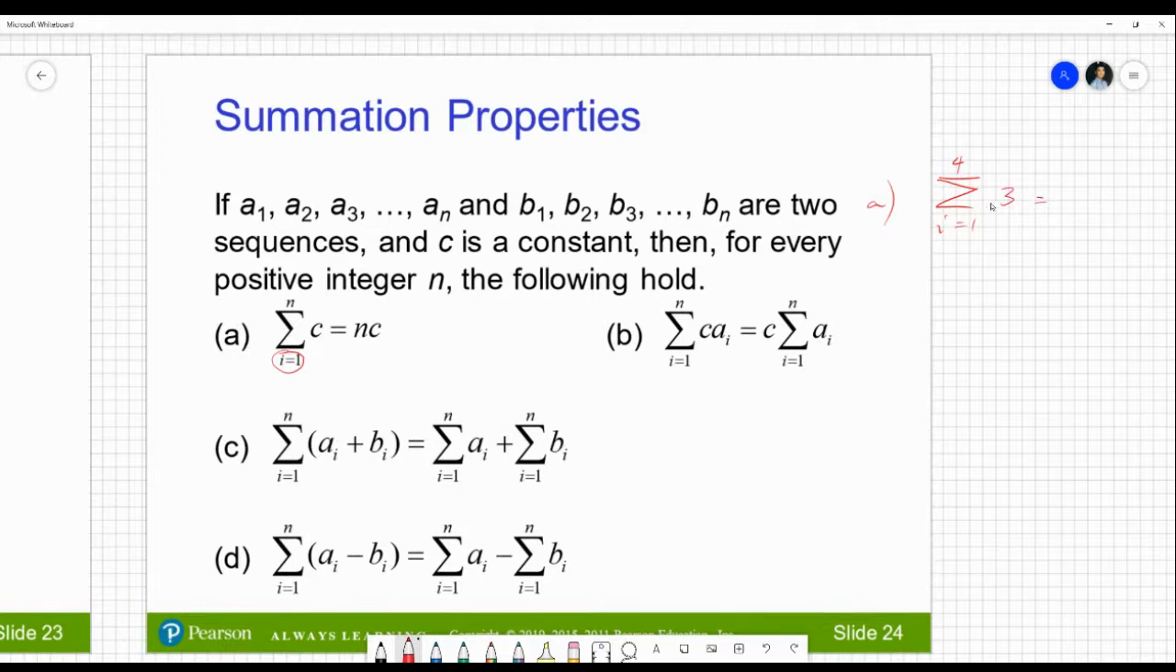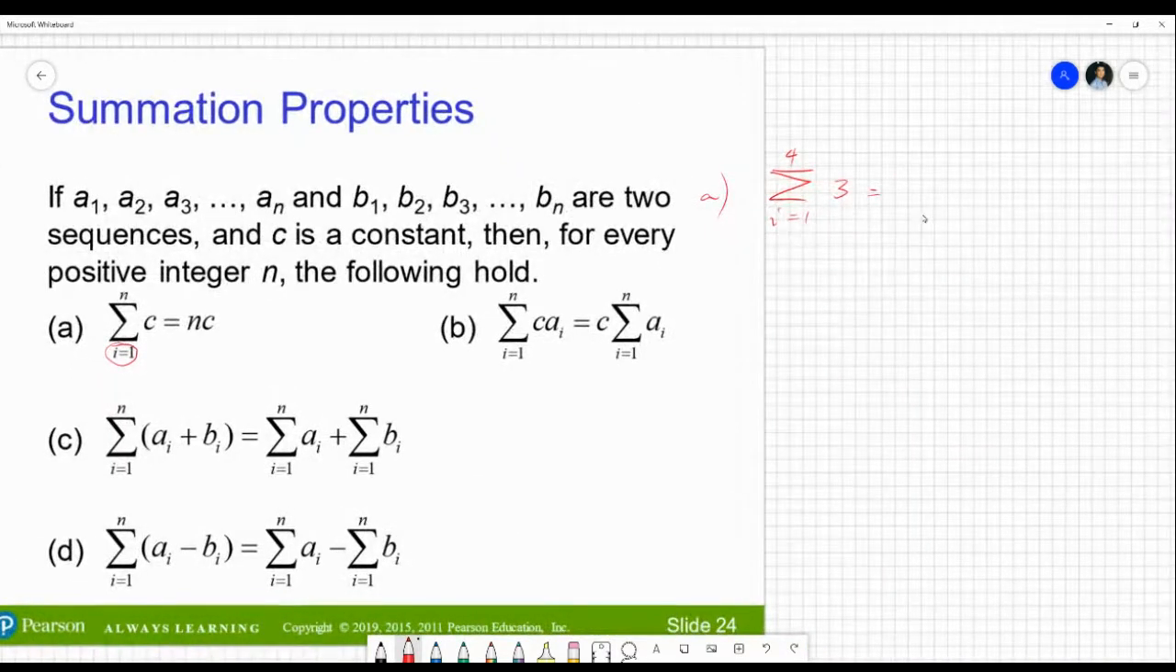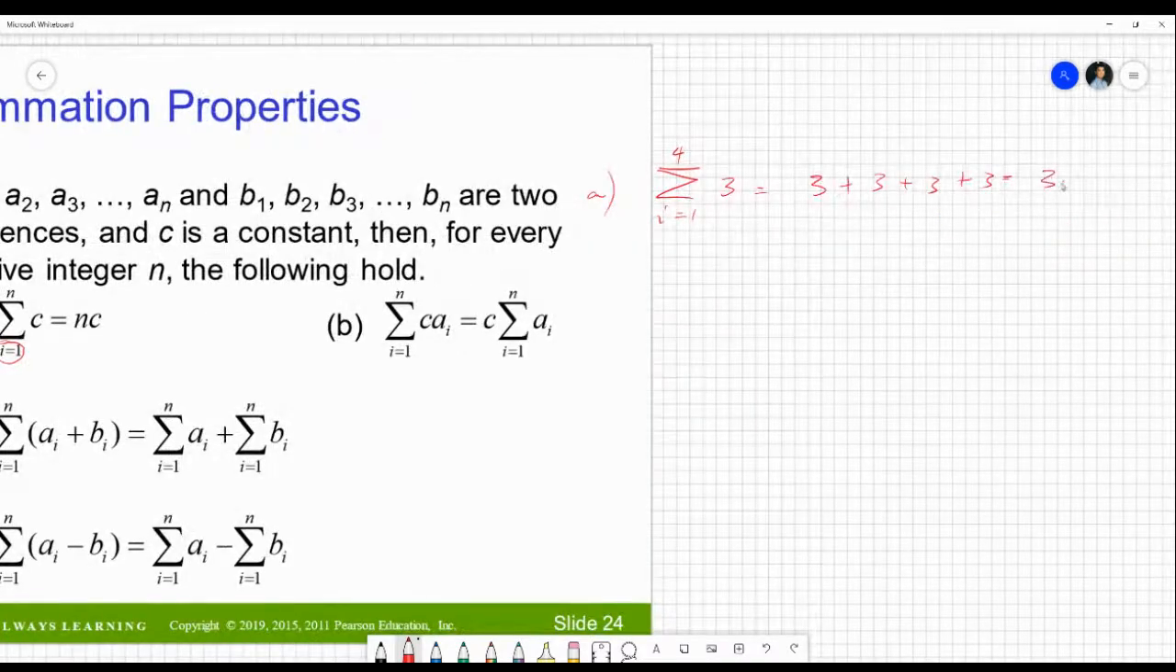And if I have a constant 3 here, now notice that I do not have an index for me to plug in, right? So each time I'm adding the same number, 3 plus 3 plus 3 plus 3, 4 times, right? So another way I can do this is 3 times 4, or n times c. Now, since this is also a constant, I can factor it out. So if you factor it out, you just have this.